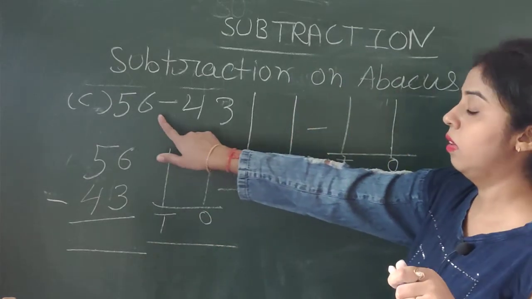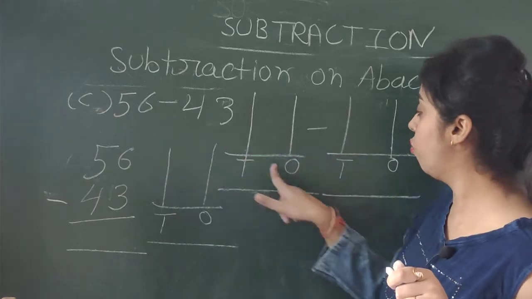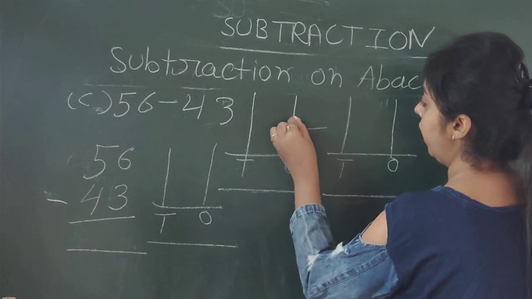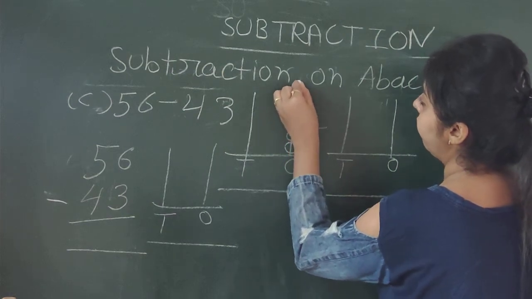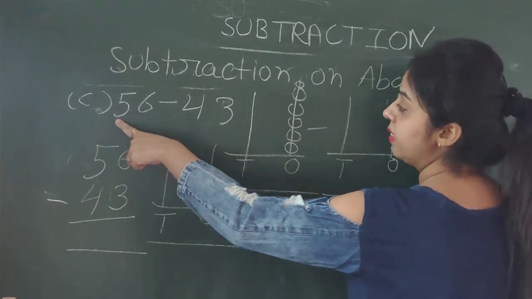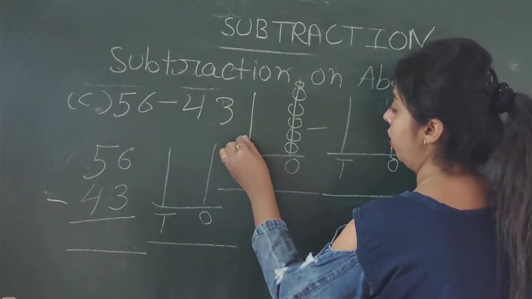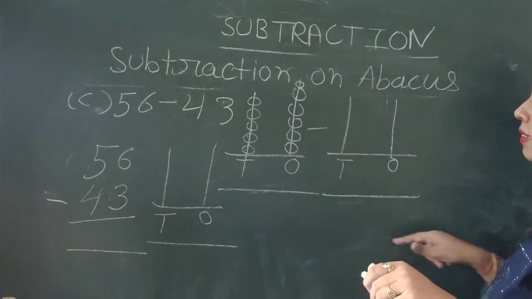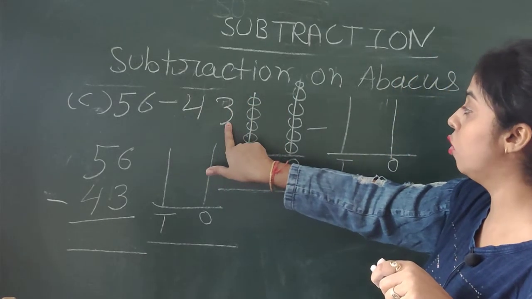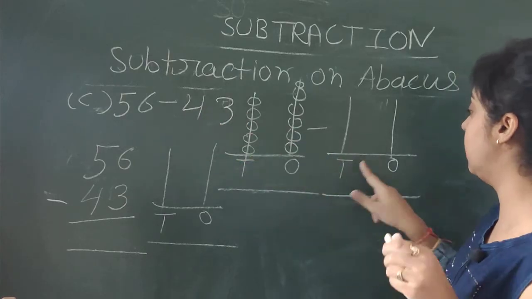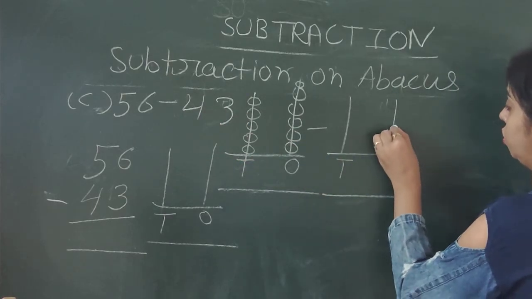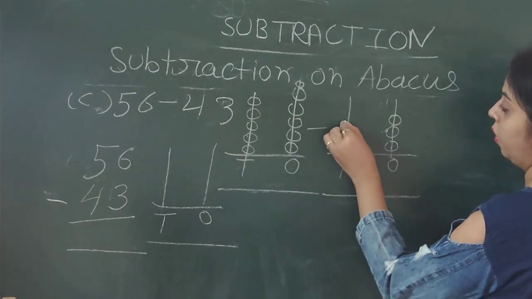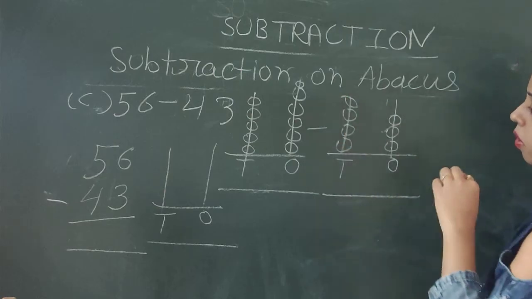Okay, 6 place value is the ones place value. So 1, 2, 3, 4, 5 and 6, and the next digit is 5. 1, 2, 3, 4 and 5. The second number is 43. So 3 is the ones place and 4 is the tens place. 1, 2 and 3. 4 is the tens place, 1, 2, 3 and 4.